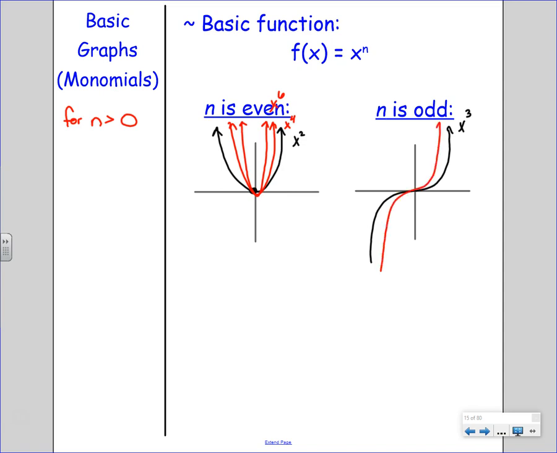But it's still going to have the same shape. Does that make sense, guys? So all the evens and all the odds are very similar in their shape at their most basic parent function graph.